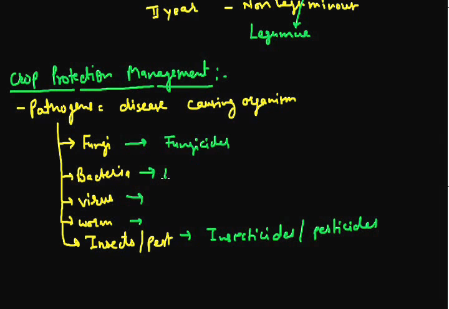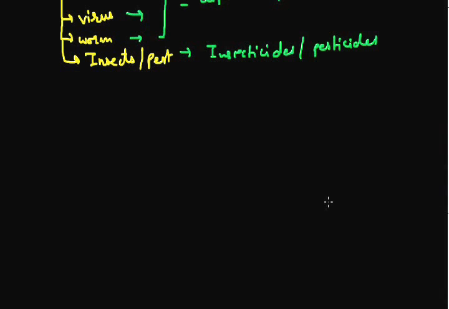All these pathogens are also controlled with the help of crop rotation and chemicals, which we call drugs or medicines. All these pathogens are controlled by this method, which we call crop protection management. Now we discuss some preventive measures to reduce the chances of disease in the crop.